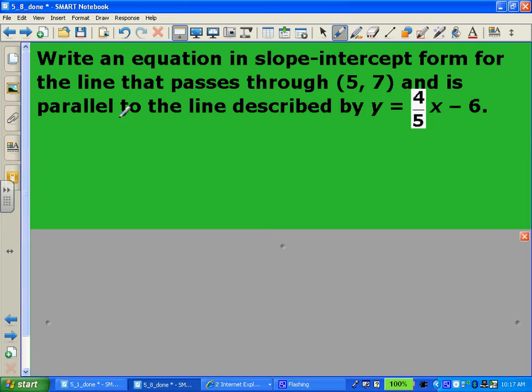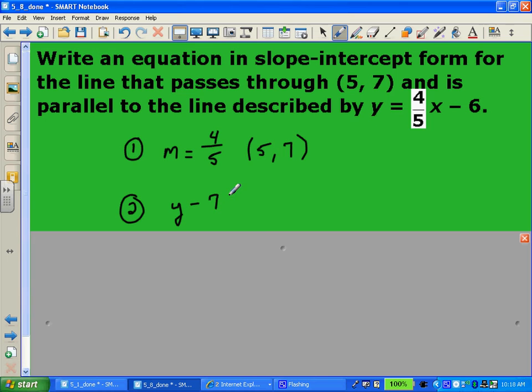Once again, this one is parallel. So I know that my slope is going to be the same as the slope of the line that I'm given. The slope of the line that I'm given is 4/5. So that's going to be the slope that I use in my equation. And my line passes through the point (5, 7). Then if I put it into point-slope form, I have y minus 7 equals 4/5 times x minus 5.